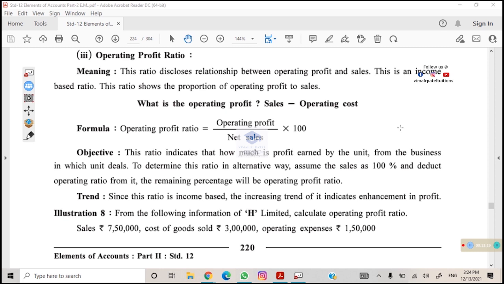Trend: this is based on income, so increasing trend. Higher the ratio, higher profitability.